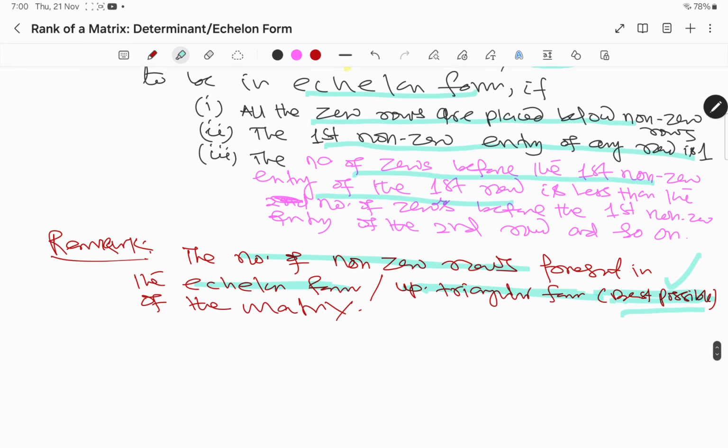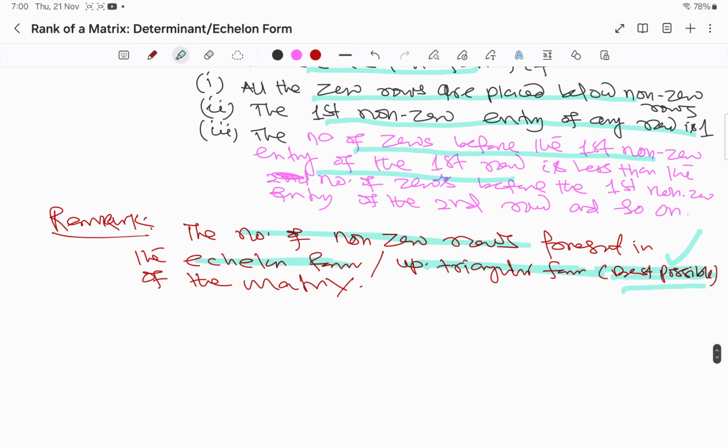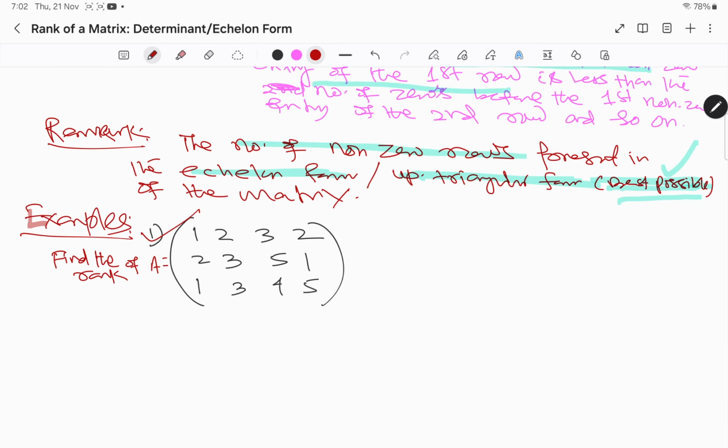Okay. So however, if a matrix is of order 3 cross 3, 3 cross 4, then this determinant technique is fine. If it is a higher order matrix, then we have to adopt the row reduced echelon form, which is based on the elementary row operations. Let me tell you some examples. Suppose, for example, you are asked to find the rank of this matrix.